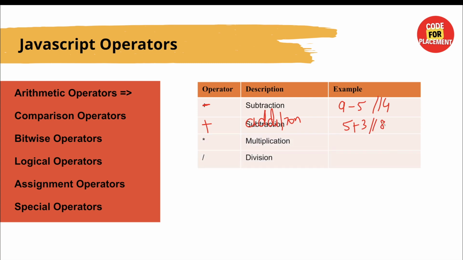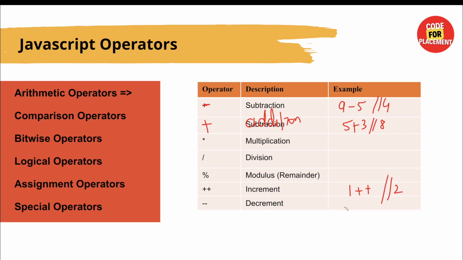Then I have multiplication, division, the mod function, which is just to check the remainder, and also increment and decrement. Increment and decrement add or subtract 1. If I use the increment, 1 plus plus gives me 2. If I use 2 minus minus, this will give me 1. Mod function is nothing but checking whether a remainder is there or not. So 10 mod 2 gives me 0. Then division: 10 divided by 2 gives me 5. In the same way, multiplication: 5 into 2 gives me 10. This is all about arithmetic operators.